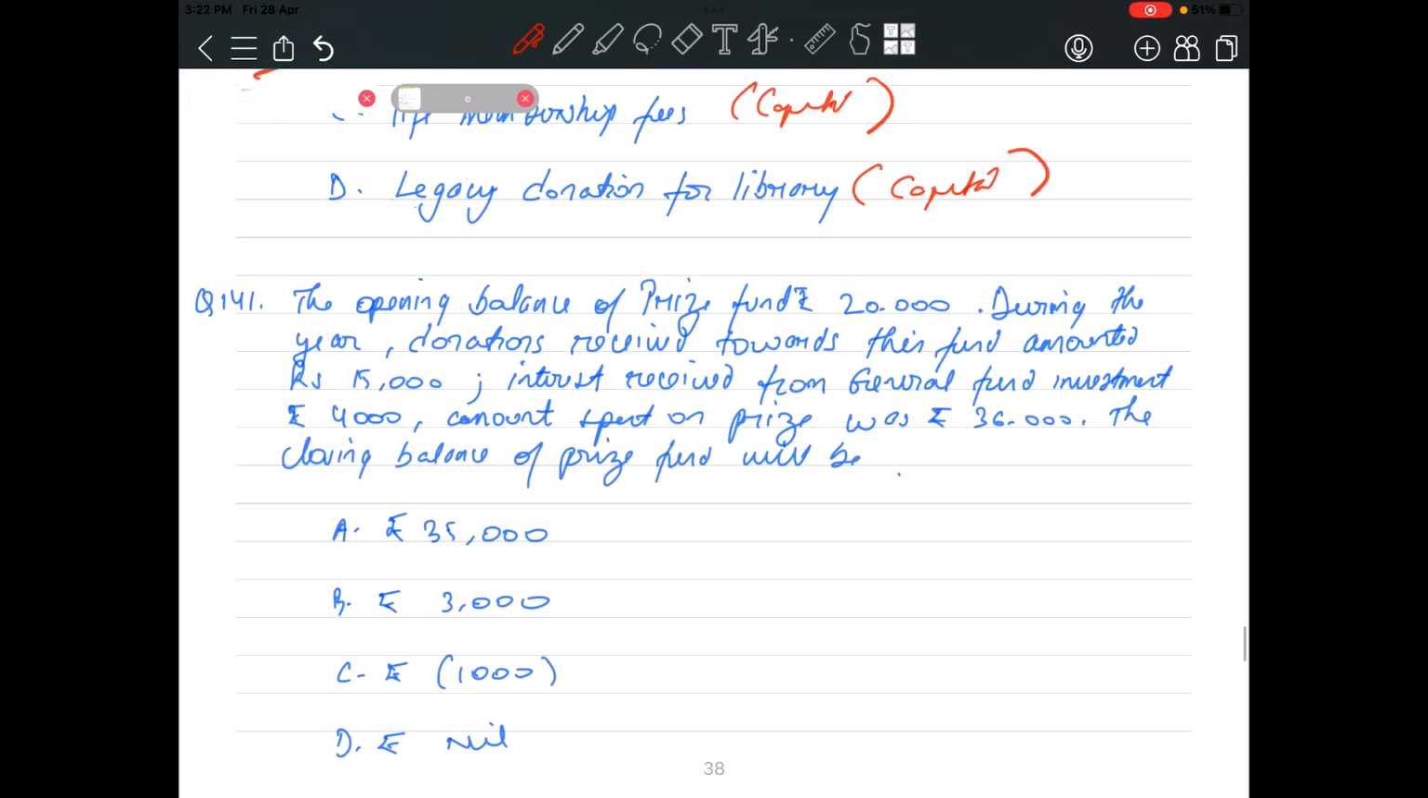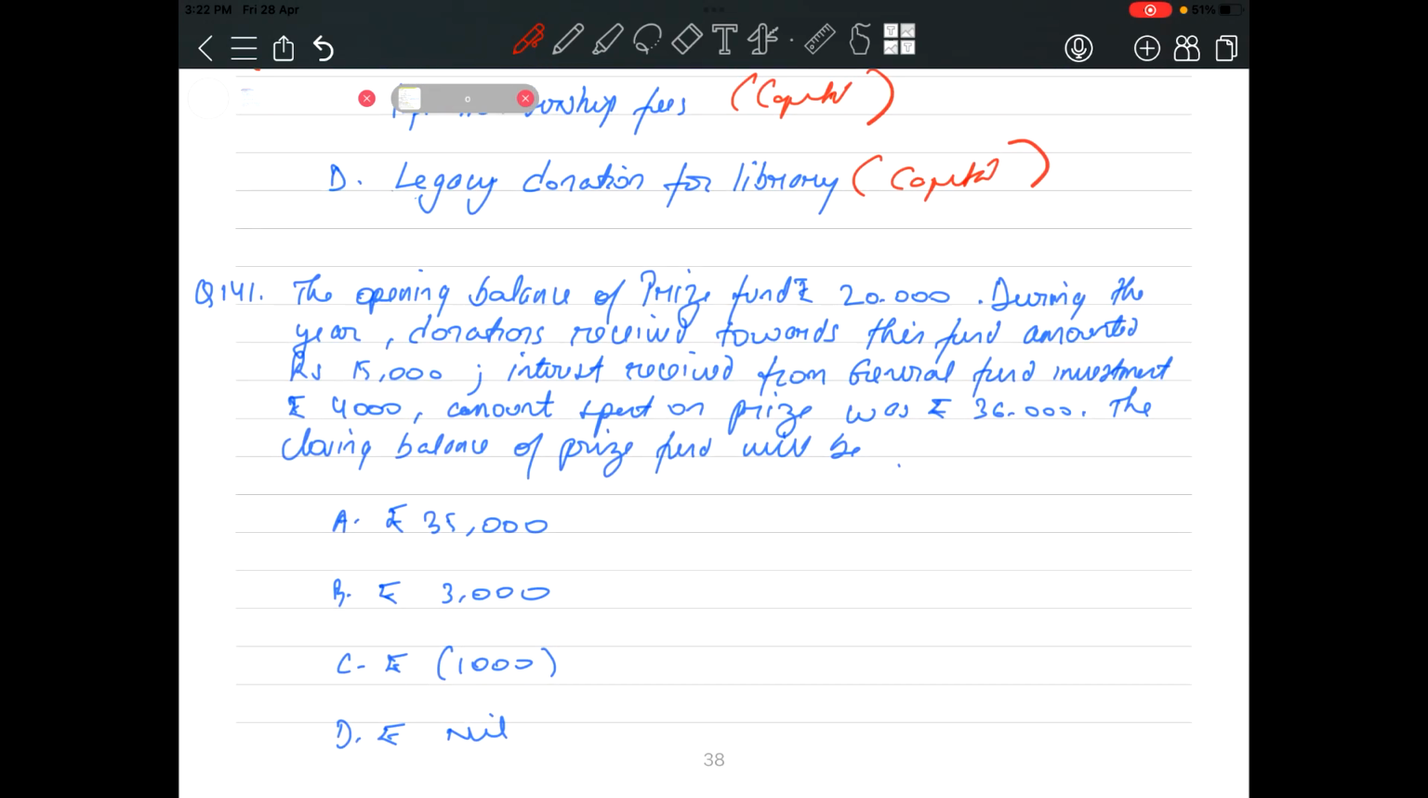Now let's move to question number 141. Very interesting question. The opening balance of prize fund is 20,000. Prize fund means not pizza fund, don't take it as pizza fund. It's a prize fund, meaning our organization is carrying on a tournament. If they organize a tournament, they will have to pay some prize to the winners, no? So they have some fund allocated for the prize which they have to pay for the tournament.